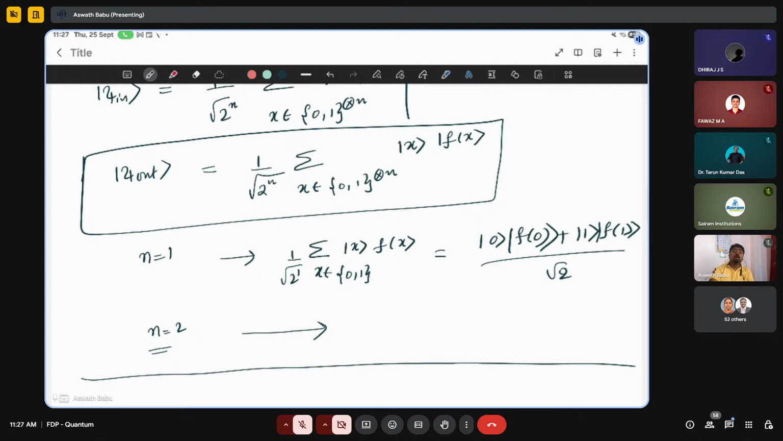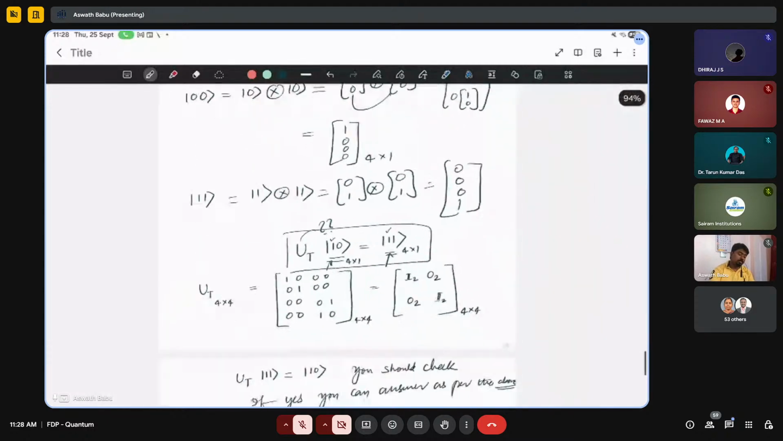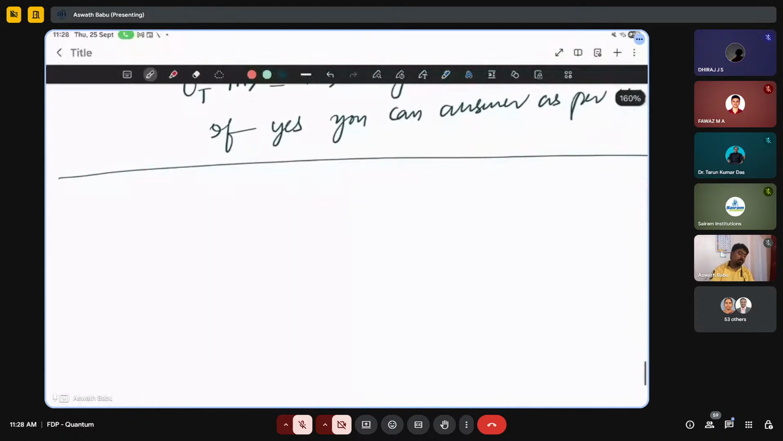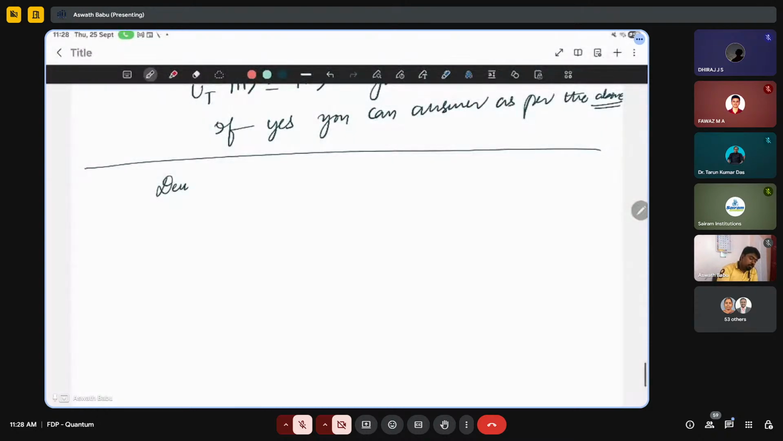Okay. Now, as we have done that, now let's go for a little bit more. What is that little bit more? Okay. We are going to do the Deutsch algorithm. So the Deutsch algorithm is, okay, let's go to the Deutsch algorithm.